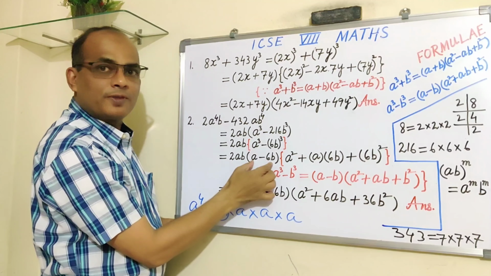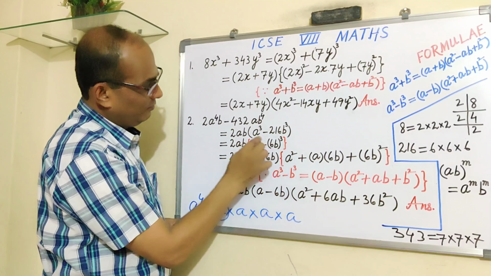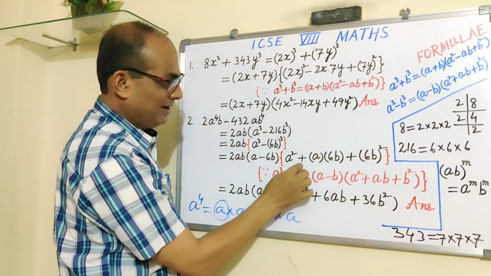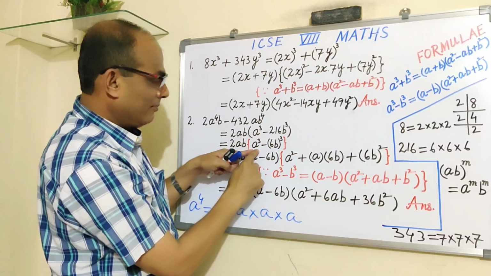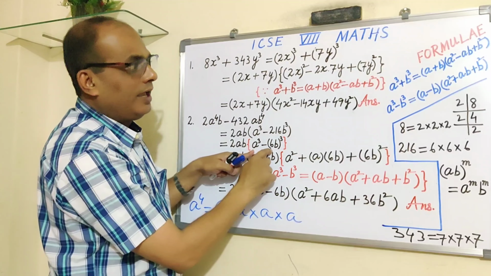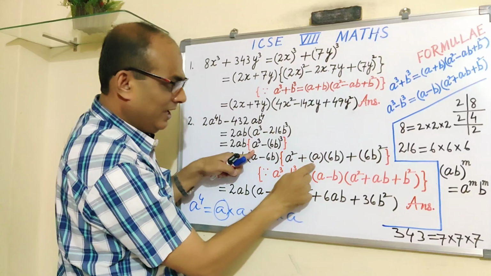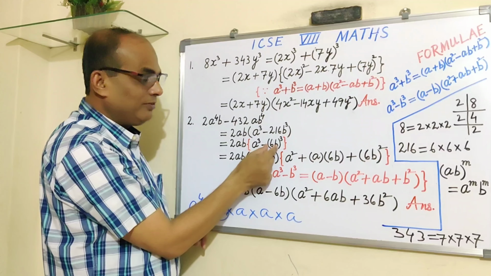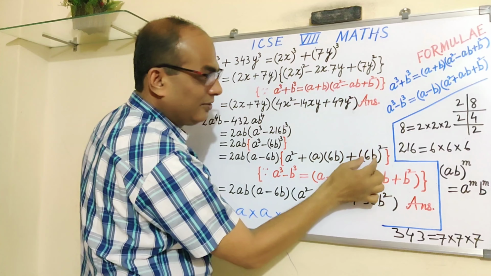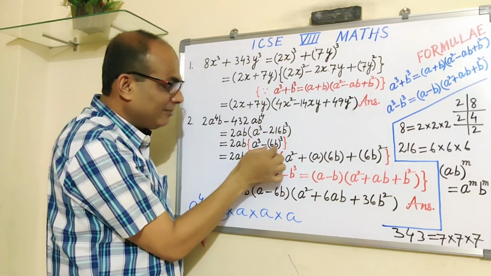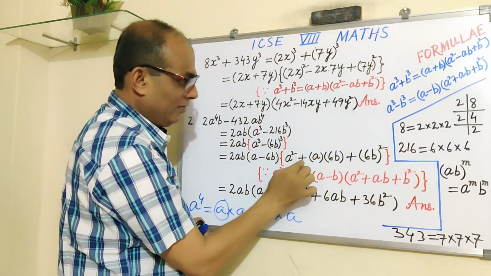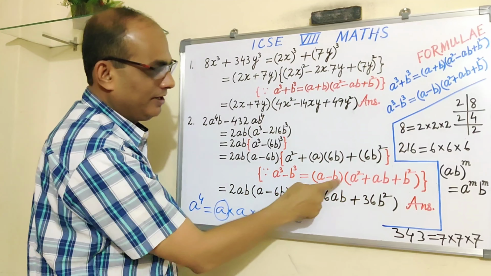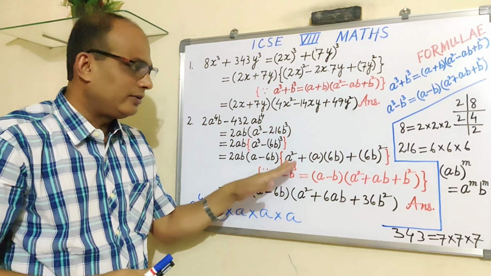So a minus b, and then a square, plus, in minus we have here plus formula. So plus ab, but in place of b we have 6b. So ab, and plus b square. b square means what do we have in place of b? In place of b we have 6b. So in place of b square we write 6b whole square, because in our case in place of b we have 6b. So a square plus ab plus b square. Alright. And the formula is a cube minus b cube is equal to a minus b, a square plus ab plus b square. Like that you should write down the formula.